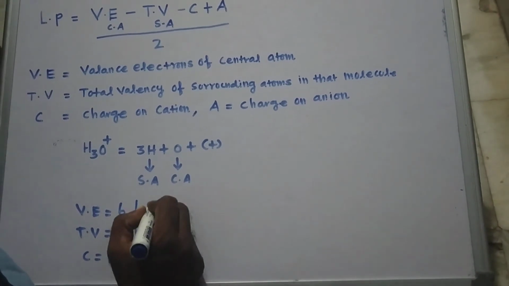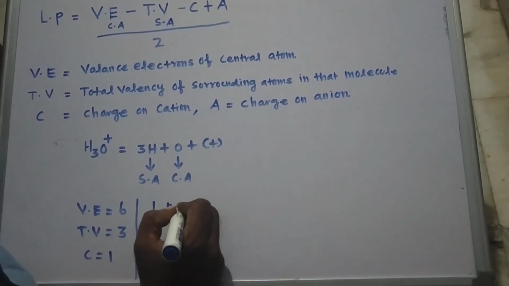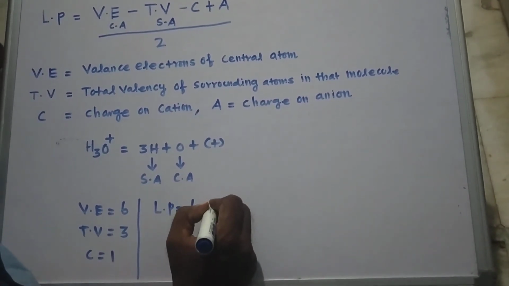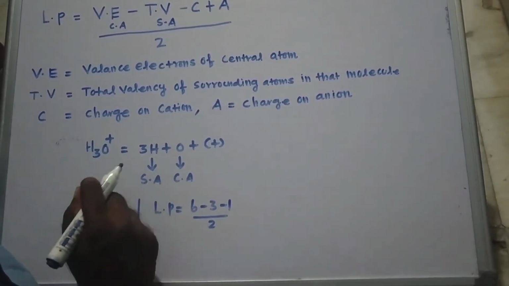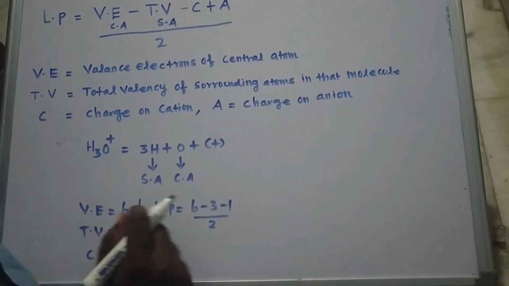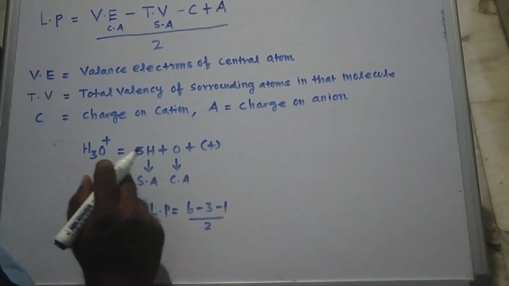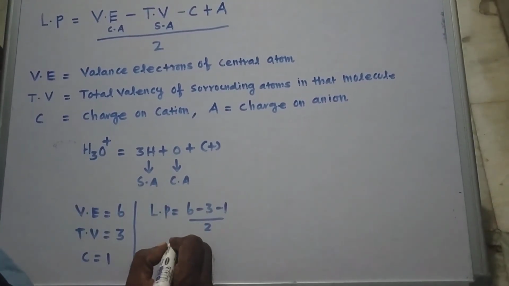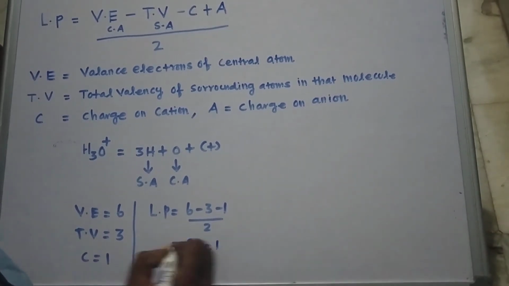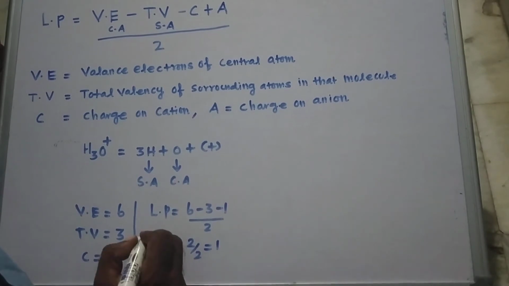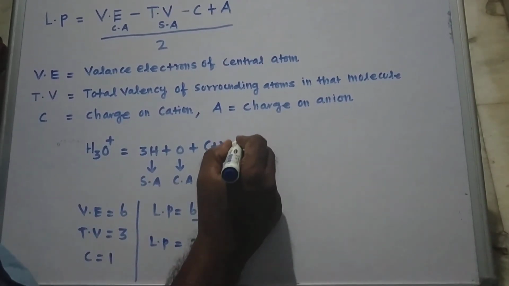Substitute the formula of LP. Okay, LP is equal to 6 minus 3 minus 1 divided by 2. 6 is equal to VE and 3 is equal to TV and C is equal to charge due to cation. Okay, it's equal to 2 by 2. It's equal to 1. Therefore, the hydronium ion contains only one lone pair of electrons.